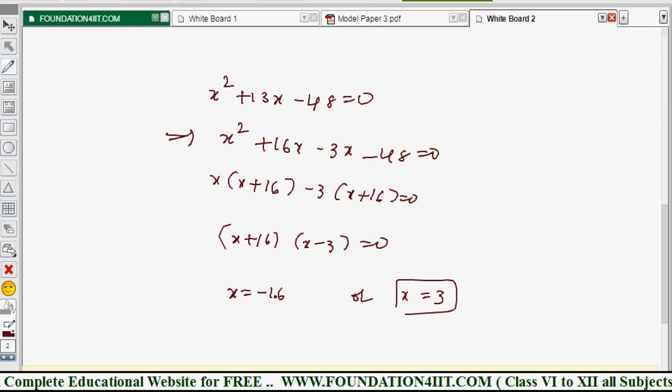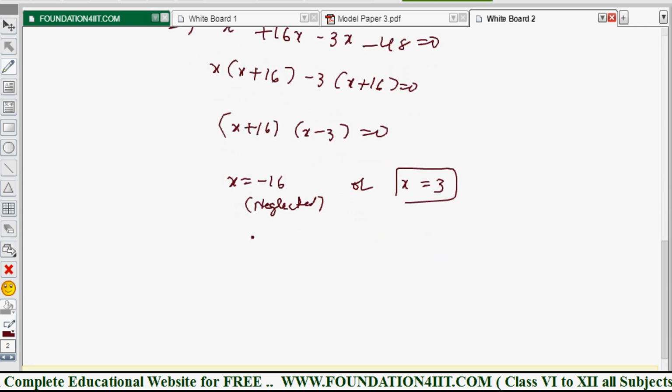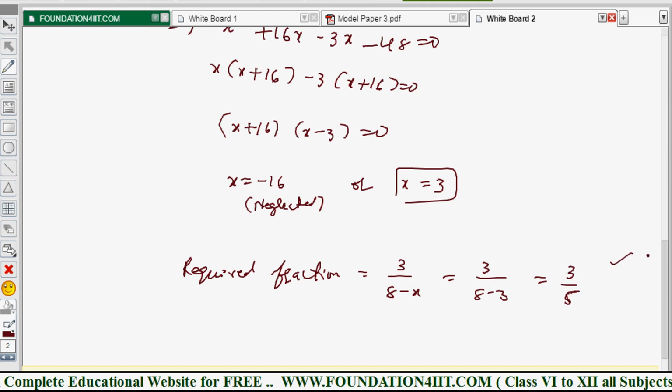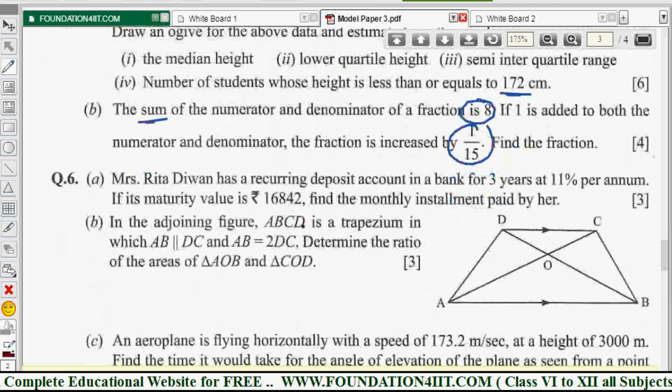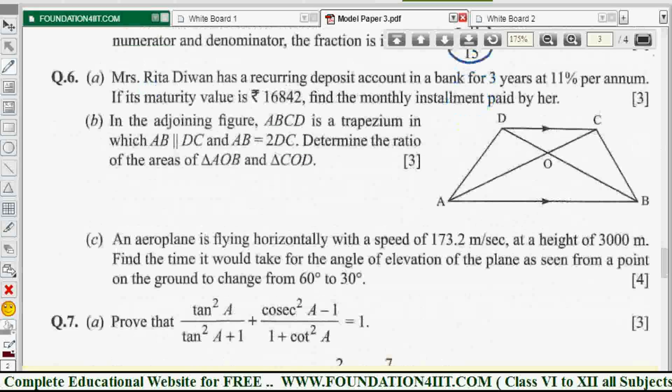We take x equal to plus 3 only, because minus 16 is neglected, as there is no negative in this fraction. Therefore x value is 3, and the denominator is 8 minus 3, which is 5. Therefore, the required fraction is 3 by 8 minus 3, that is 3 by 5. So 3 by 5 is the required fraction. This is question number 5. Now let us see problem 6.